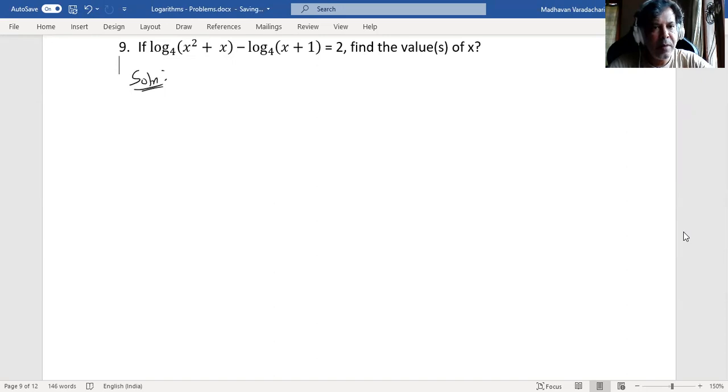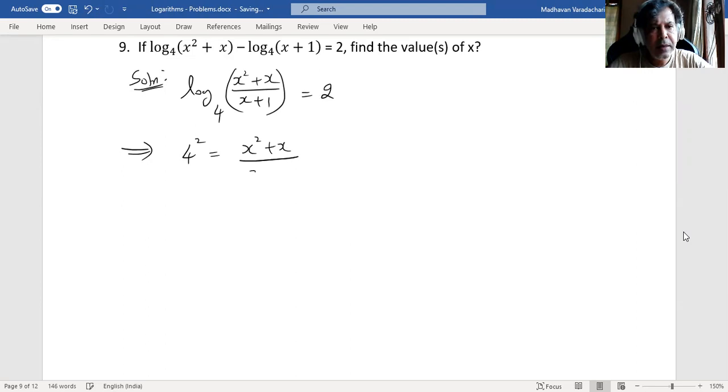I can write it as log a by b to the same base. This is given as 2. Or we can convert this into exponential expression, which is 4 power 2 equal to x square plus x by x plus 1. 4 square is 16. Now cross multiplying, we get x square plus x equal to 16x plus 16.